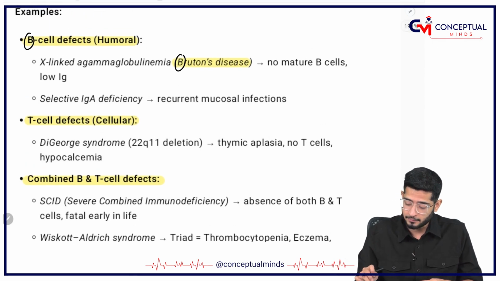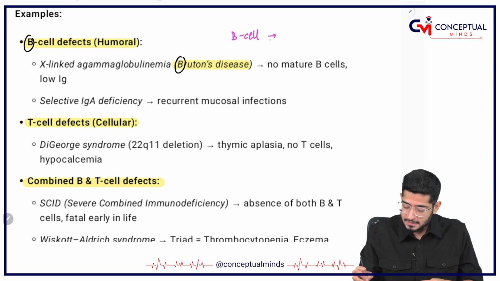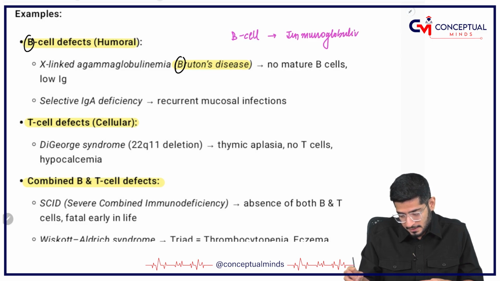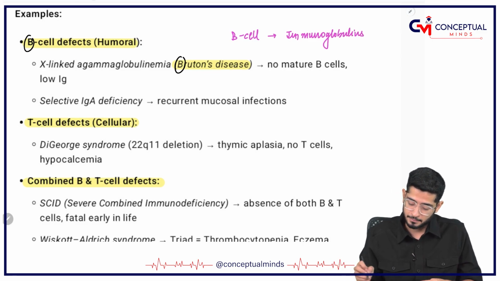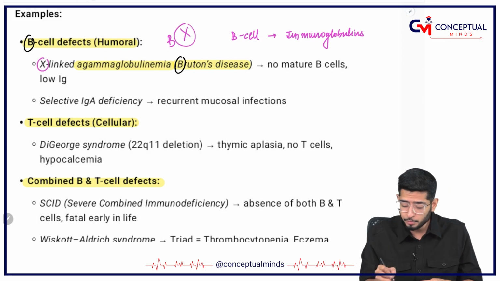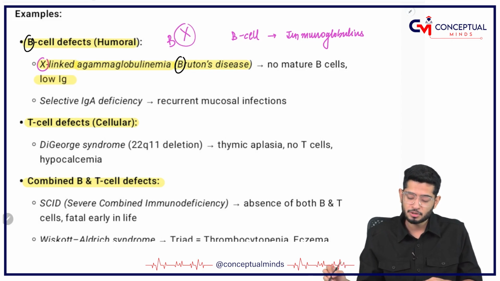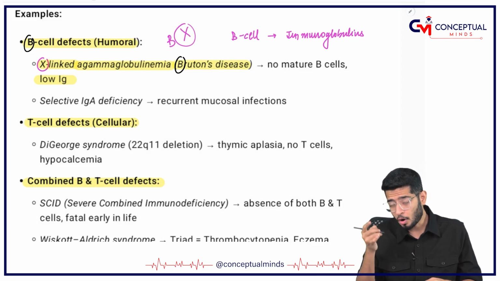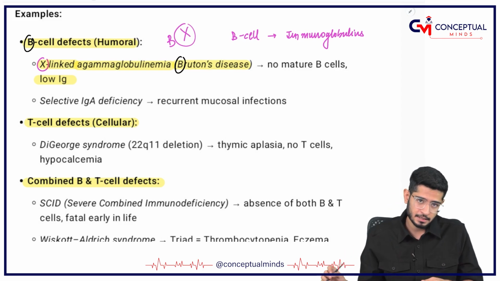And if you remember, my dear friends, the main function of B cells is to release immunoglobulins. So for example, if there is no B cell, that means there is no gamma globulin which is going to get formed, Agammaglobulinemia. So B cells are not forming. Not forming means X. So remember, Bruton's disease is an X-linked Agammaglobulinemia. There are low immunoglobulins. This is called Bruton's disease. All the immunoglobulins are less, that's why there will be recurrent infection.